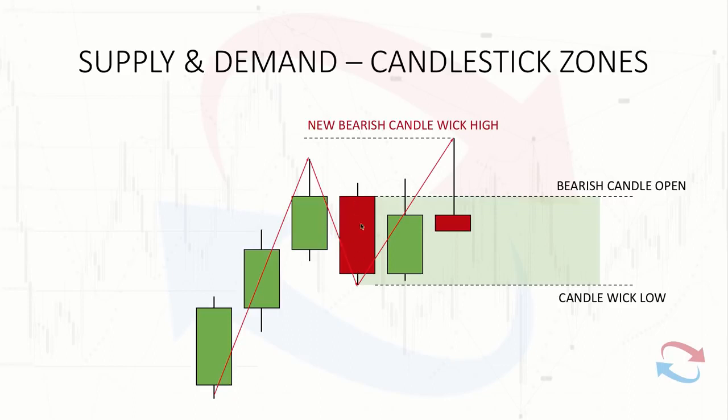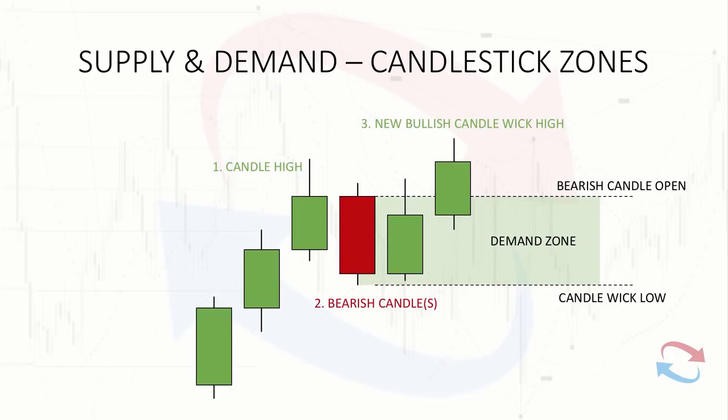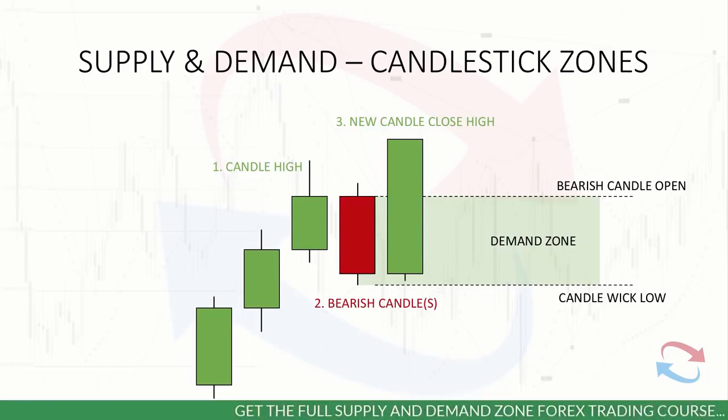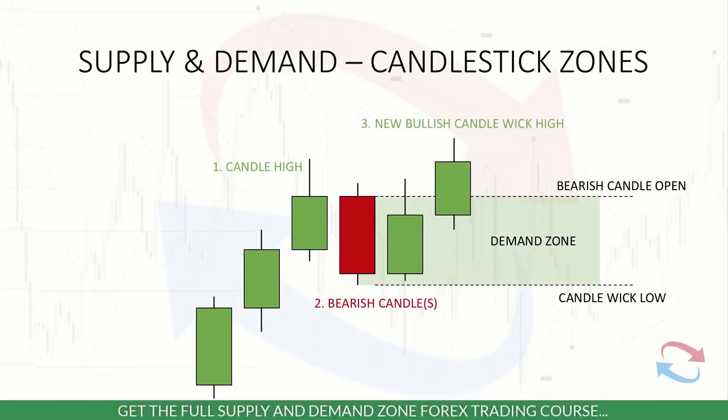Although it has made a new high, this would still be a demand zone, but it's a demand zone of the weakest type of demand. So even though it can be drawn, preferably I would prefer not to see a demand zone like this. This is something I will rarely mark on my charts, even though it does count as a demand zone. I really want to see something like this, or something like this, where we have a bullish candle close or a bullish candle's wick high.